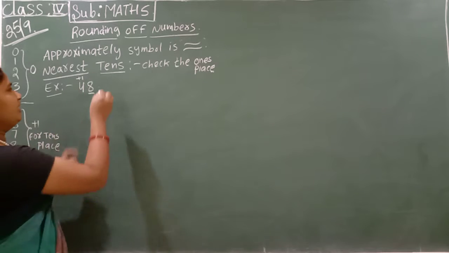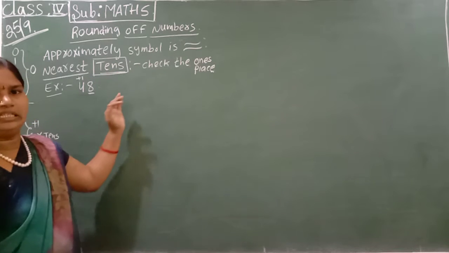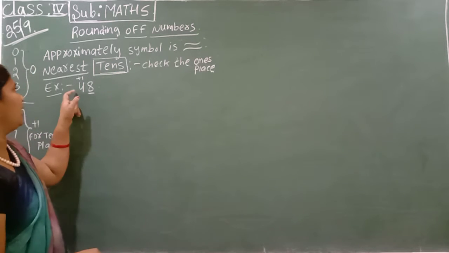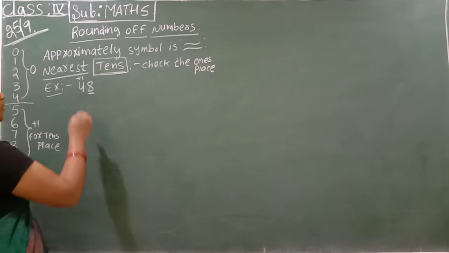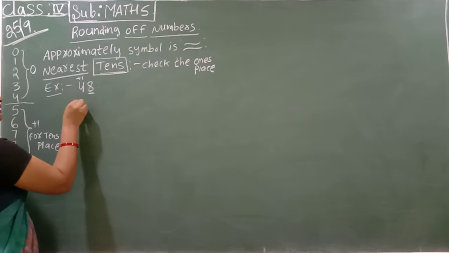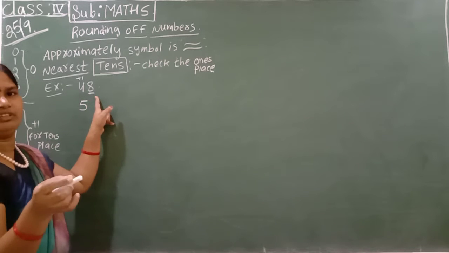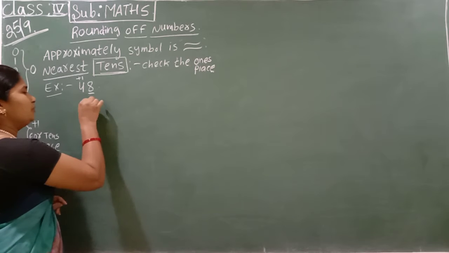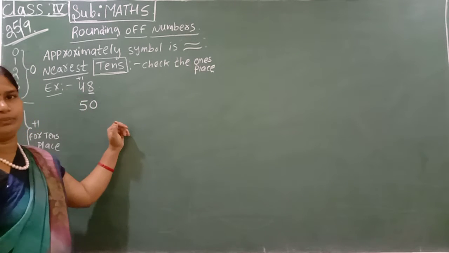Why? Because here we are finding the nearest tens, which means we want to add 1 to the given tens place number. Now 4 plus 1 is 5. The ones place directly becomes 0. You have to keep the underlined digit place as 0.